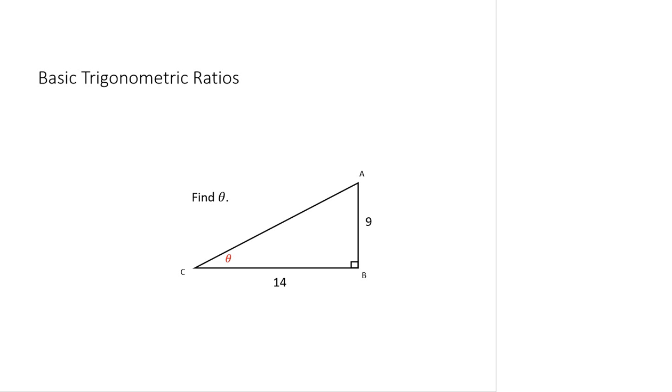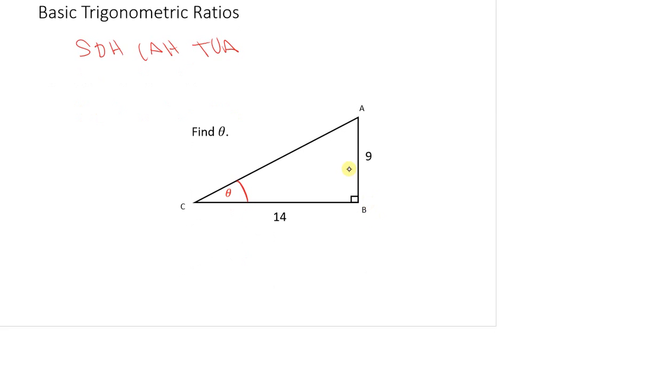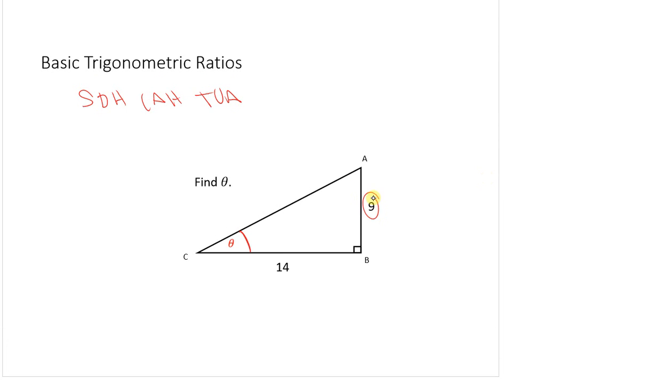Same idea. We're asked to find angle theta. We're given a right angle triangle, so we know we can use our basic trig ratios. So we can use SOH CAH TOA. We have these two sides here. We need to figure out what these two sides are in relation to angle theta. We know that this here is our opposite side, this is our hypotenuse, and this is then our adjacent. So we know the opposite and we know the adjacent side.